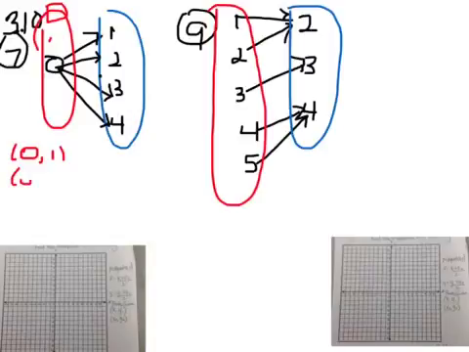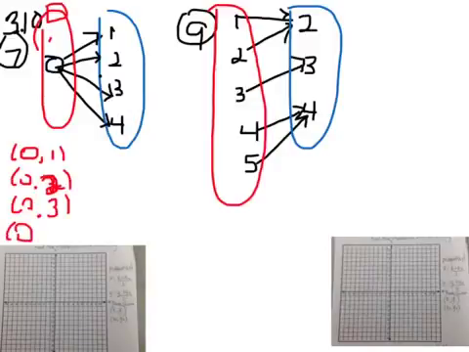But then we have 0, comma 2, and we have 0, comma, that's a 2, supposed to be 3, kind of hard to read, I know, but you have to listen, and then 0, 4. Now, is this a function? By the way, before we answer that question, let's look over here.